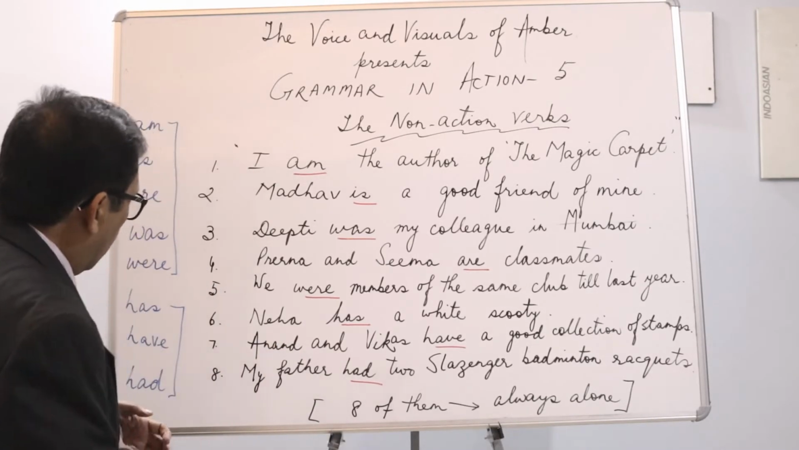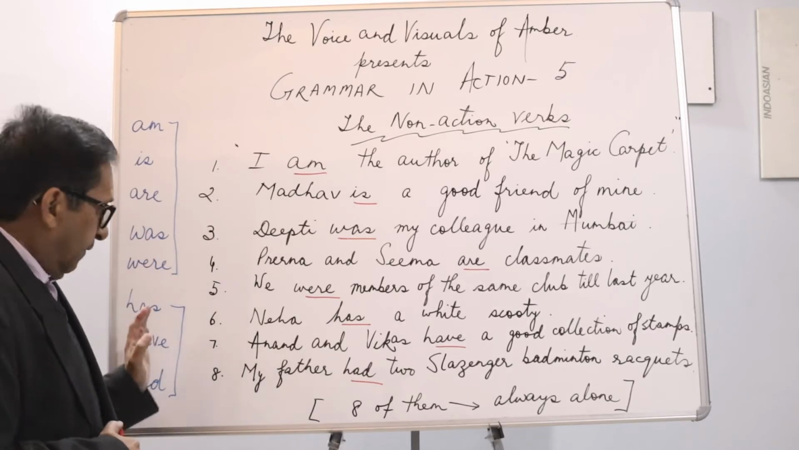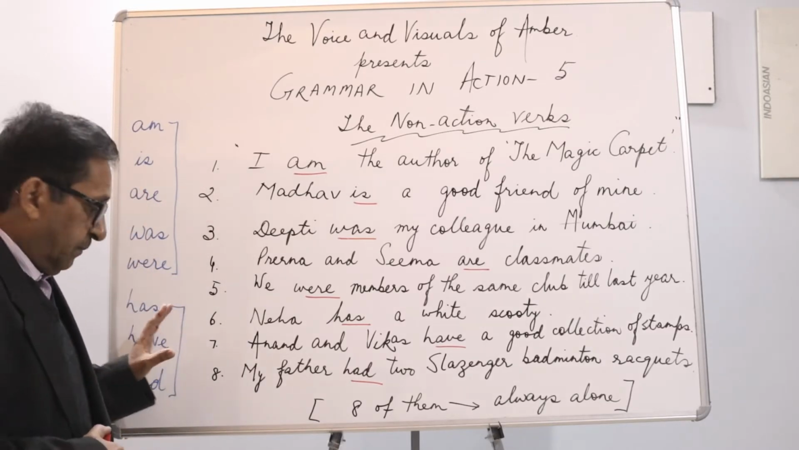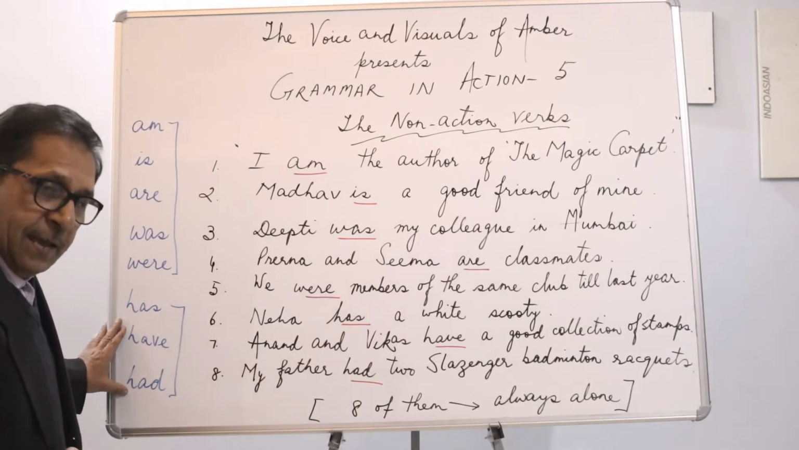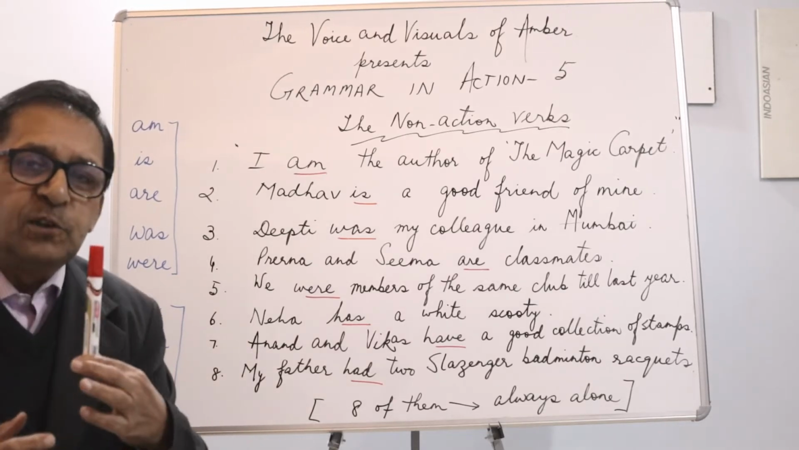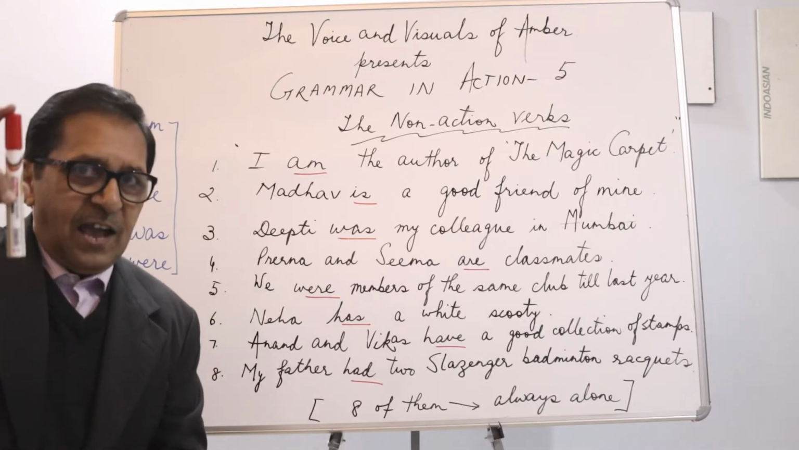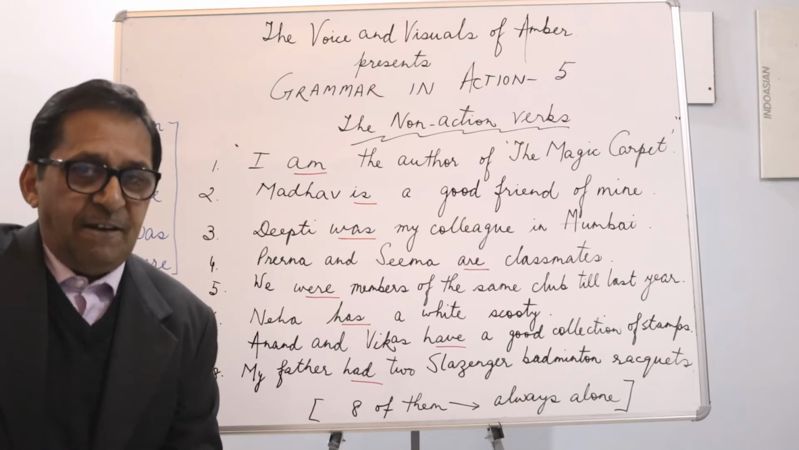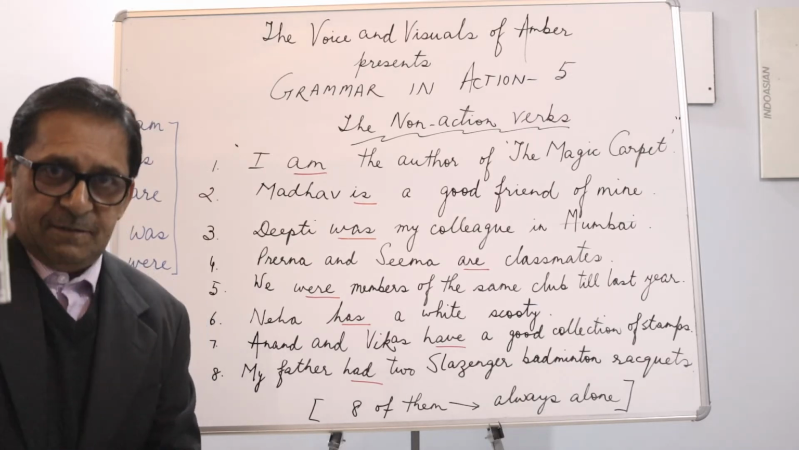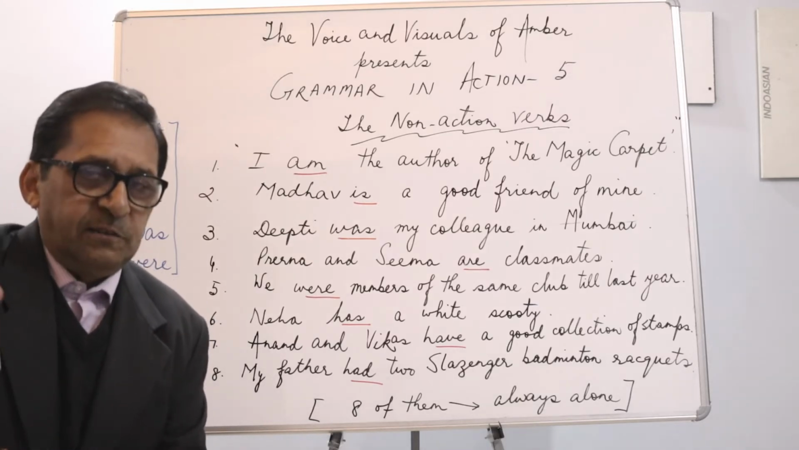Now these, therefore, are basically to-be verbs that don't show action, and then these three are also non-action verbs, but they indicate possession. I have a red marker pen. I have. Right? I have it. I'm not doing anything with it.